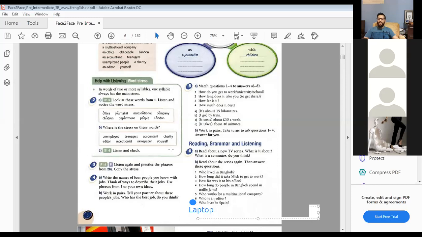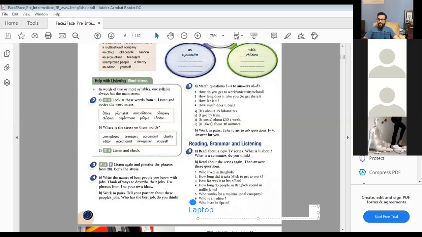Yourself. I think the first part. Do we say yourself or yourself? Yourself. Okay, it's the second one. Correct. So here, this is the idea. They want you to practice the pronunciation. Word stress is part of pronunciation. This is the idea of word stress.